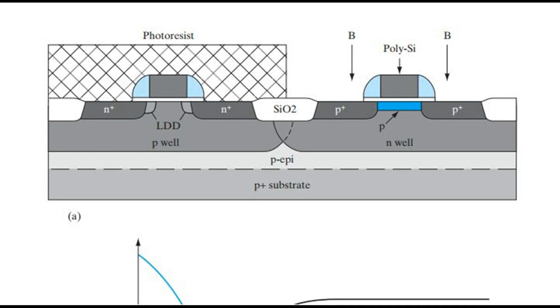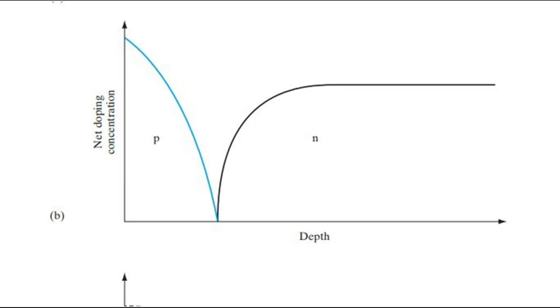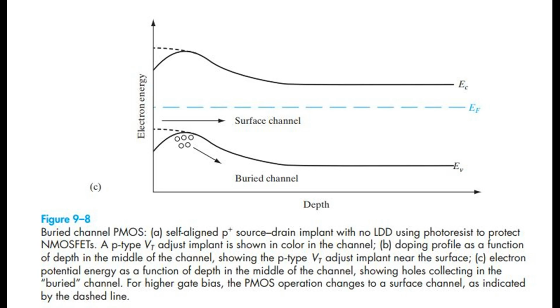Figure 9.8 Buried channel PMOS. A, self-aligned P plus source drain implant with no LDD using photoresist to protect NMOS FETs. A P-type threshold voltage adjust implant is shown in color in the channel. B, doping profile as a function of depth in the middle of the channel, showing the P-type threshold voltage adjust implant near the surface. C, electron potential energy as a function of depth in the middle of the channel, showing holes collecting in the buried channel. For higher gate bias, the PMOS operation changes to a surface channel, as indicated by the dashed line.